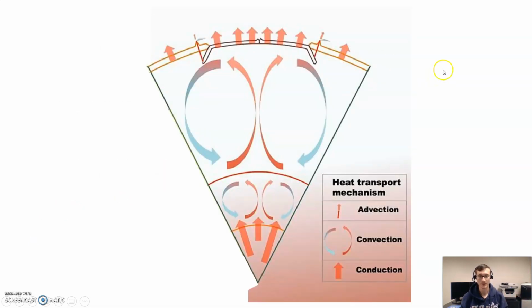And this is what the Earth might look like. At the base we have the core, which transfers heat outward by conduction. Just by touching something hot, you transfer heat. That's what we talk about when we talk about conduction. And then we have convection cells operating here in our liquid outer core. And then we have big mantle convection cells, which ultimately are responsible for driving the motion of these plates, which we see at the surface.